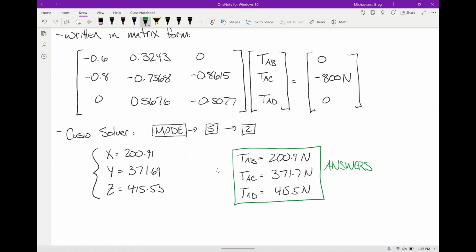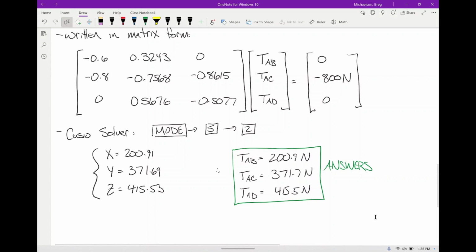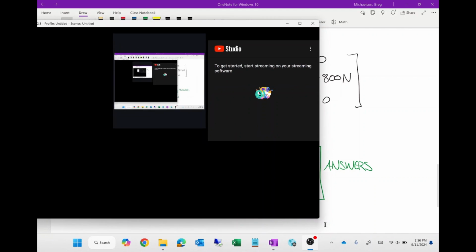One thing I did want to add to this recording that we haven't discussed yet, and it's not necessary for the exam or anything, but I thought it would just be nice to show you, is how you could solve these problems in Excel. So I'm going to pause the video and set up a quick spreadsheet and show you how to do this. So give me one moment.